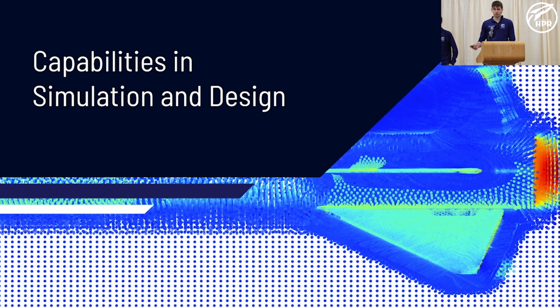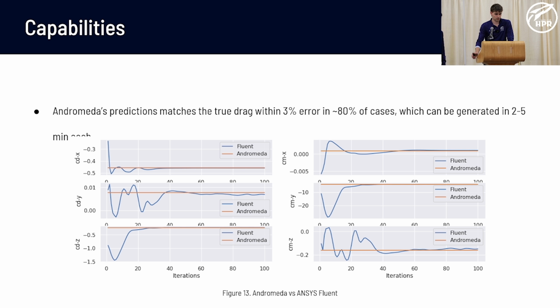Awesome. So that's Andromeda in theory, but how does it actually perform in practice? For Valkyrie, we found Andromeda actually performs remarkably well. If we look to the figures here, we can see Andromeda in the orange line. That's Andromeda's prediction. And the blue line is Fluent's solution, converging over a set number of iterations.